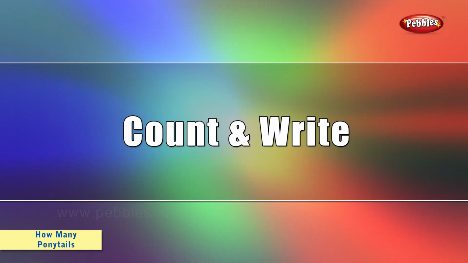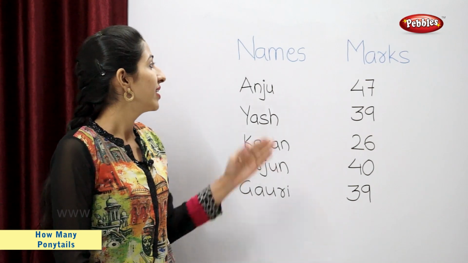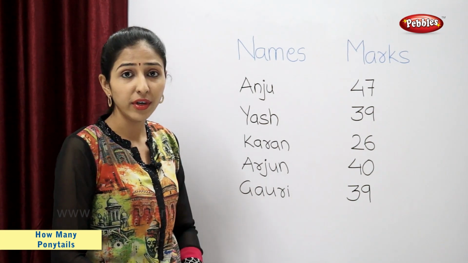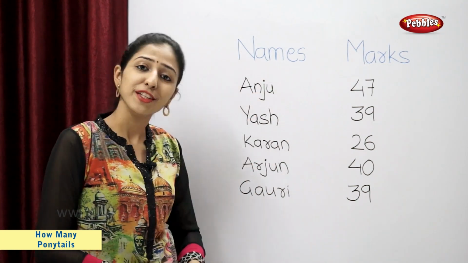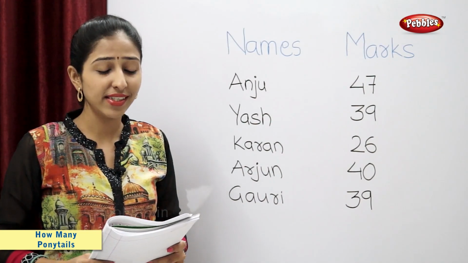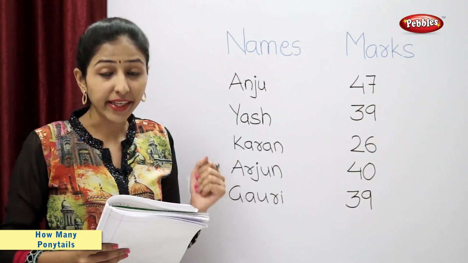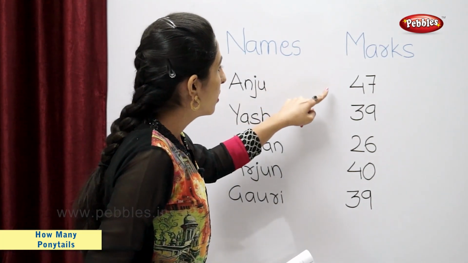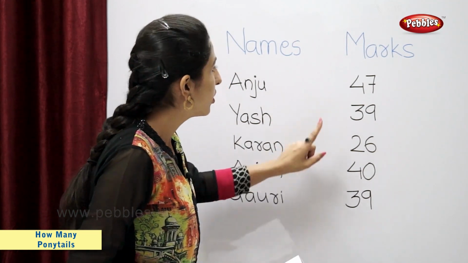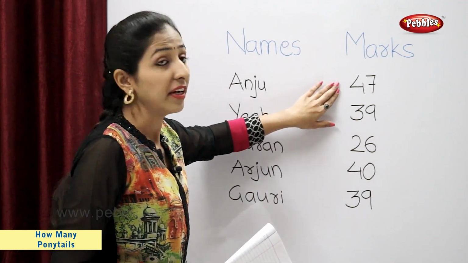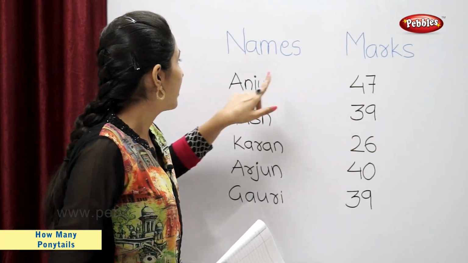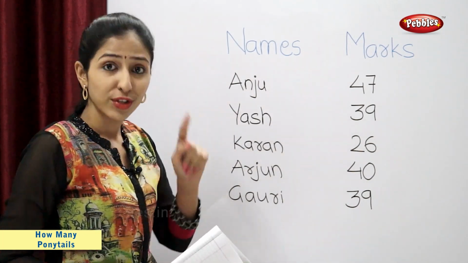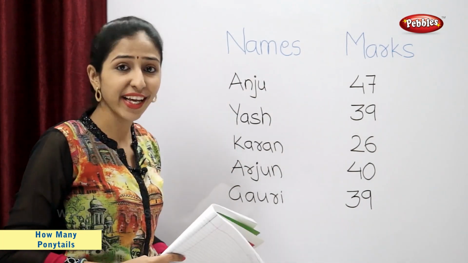Count and write. Names of students and their marks are written on the board. So, based on this, answer my few questions. Tell me students, who scored the highest marks? Let's find out. 47 are the highest marks. Anju scored 47 marks. So, Anju scored the highest marks.